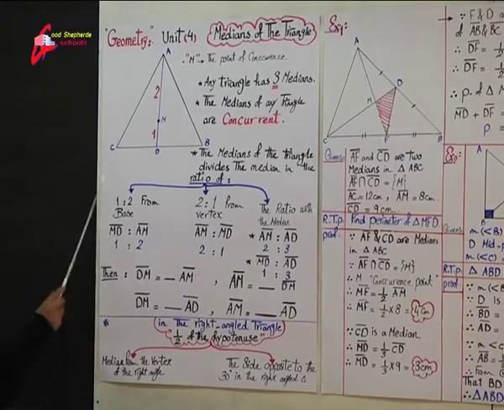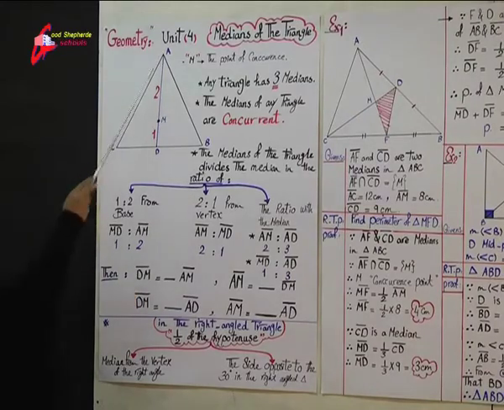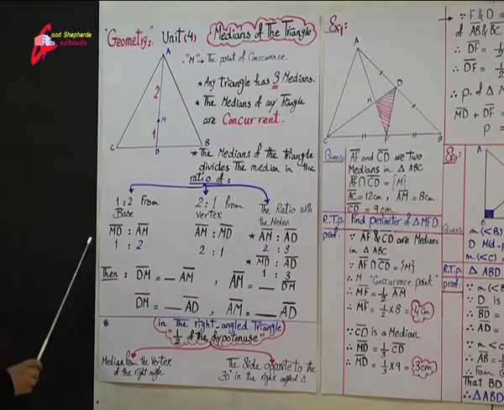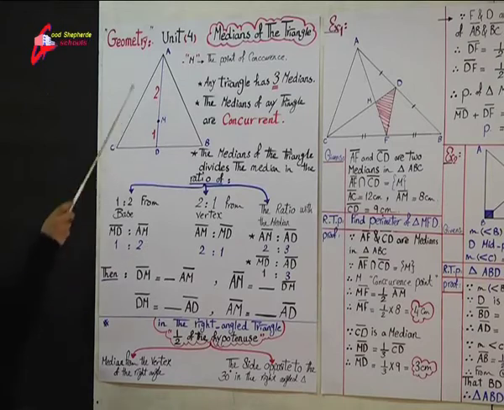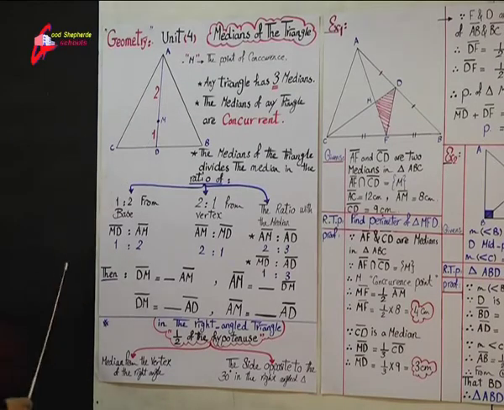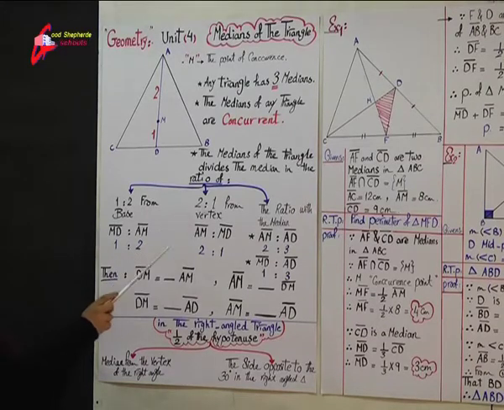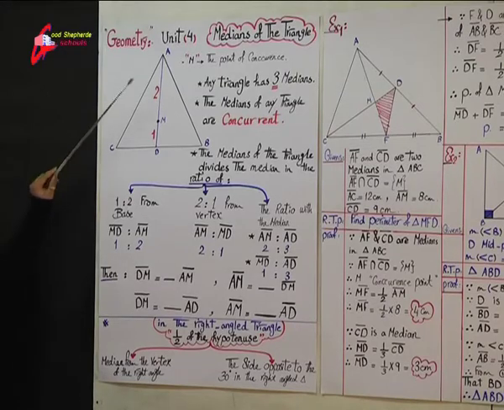Here if you have the base BC and the median AD. In this median, MD is the part coming at the base, and AM is the part drawn from the vertex. The ratio will be 1 to 2, and it holds whatever the length of the median is. Also 2 to 1 from the vertex, and it comes in complete and choose questions, so you must know it.